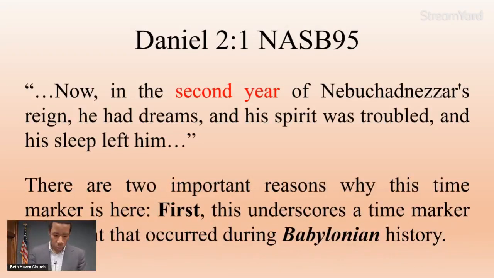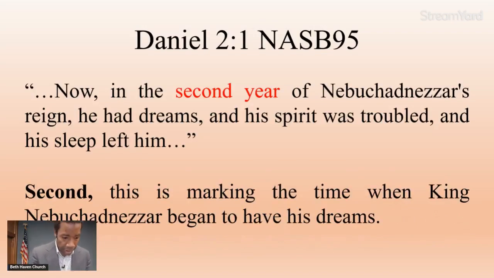There are two important reasons why this historical marker is here, I'm convinced. First, this underscores a time marker and the event that occurred during Babylonian history. This is part of the Babylonians' history, that Nebuchadnezzar had these dreams. It's not just Israelite history too. Why? Because this involves, again, Nebuchadnezzar, the king of Babylon. We see a time marker concerning the second year of his reign, right? And again, this marks the time when King Nebuchadnezzar began to have his dreams.